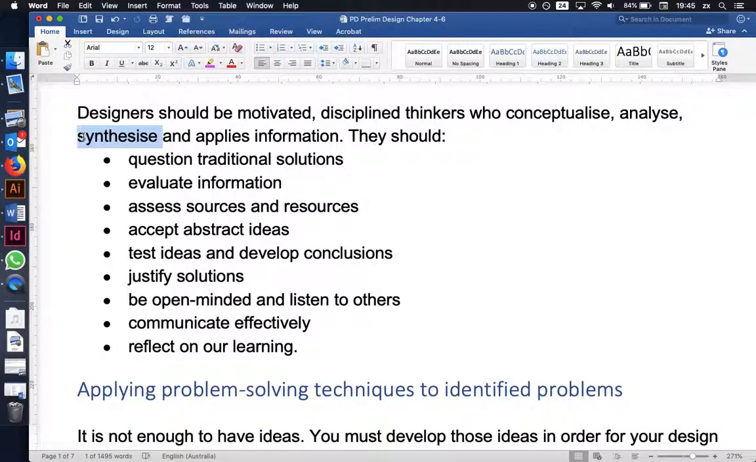Trust your gut, as long as you've used a system to justify it. We need to justify our solutions. In this subject, you're going to need to document every decision you've made and justify why you've done it. You need to be open-minded and listen to others. I tell people once you've come up with your project, you should speak to everyone you meet about it.